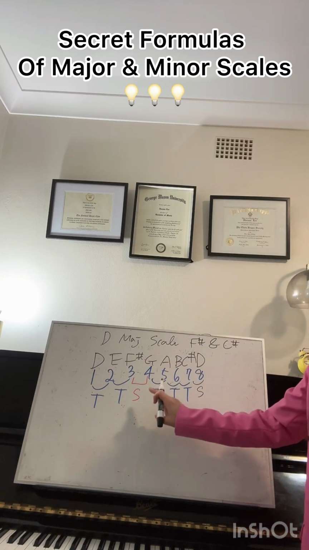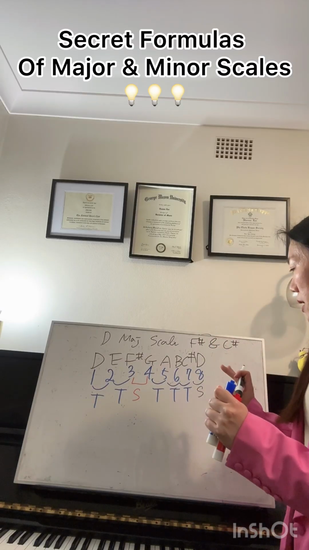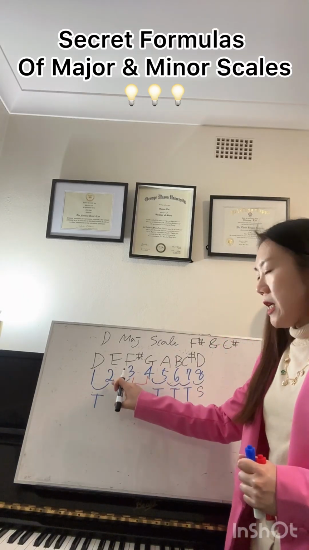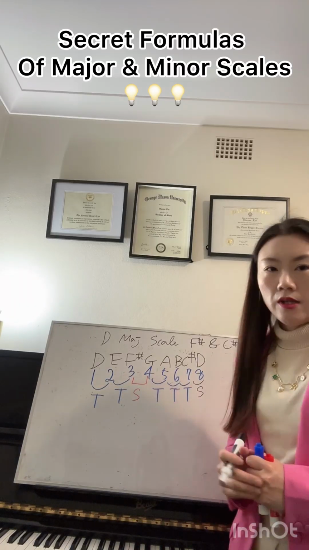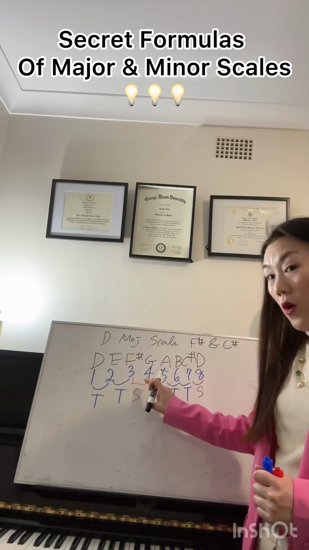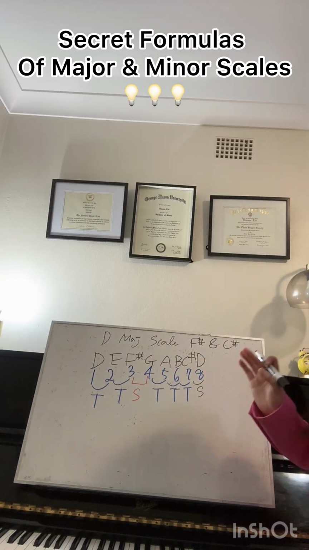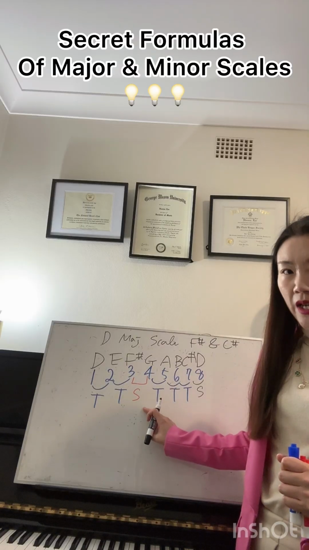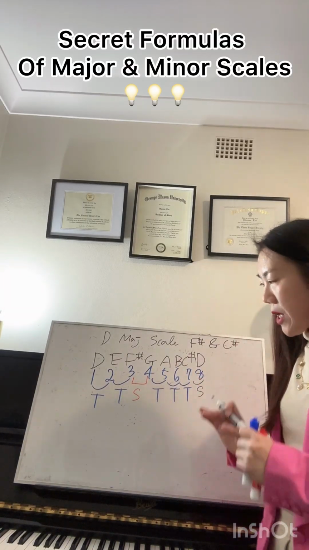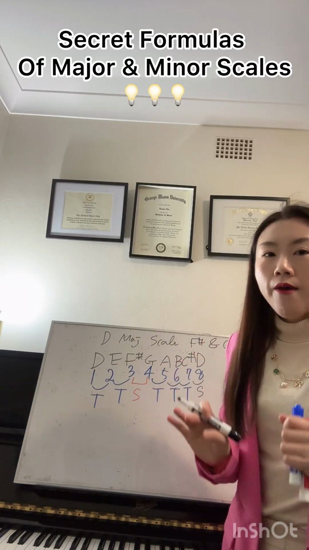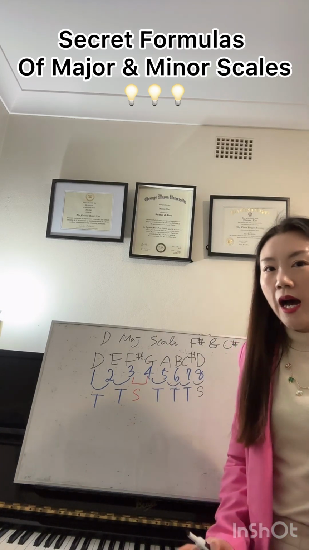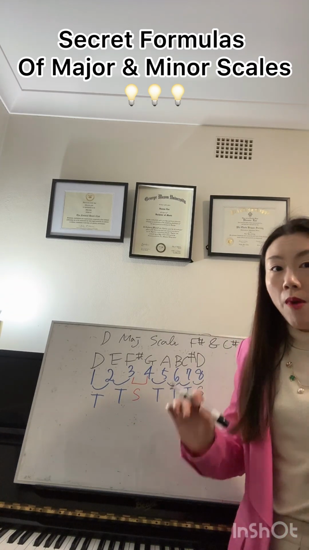So remember that. That secret formula will apply to every single major scales. And all the other intervals are tone in between. Okay, remember that. Between scale degree number 3 to 4 and 7 to 8 will be always semitone in distance. And all the other intervals are tone. And that is called the secret formulas for every major scales. Alright, so now let's talk about how this formula works in minor scale.